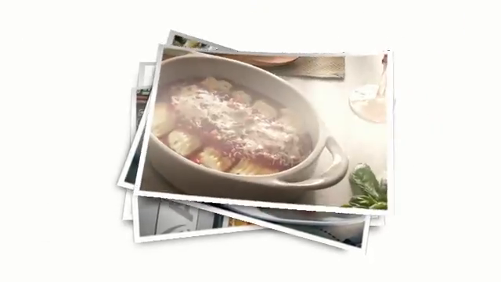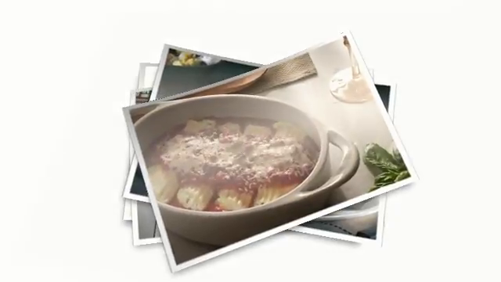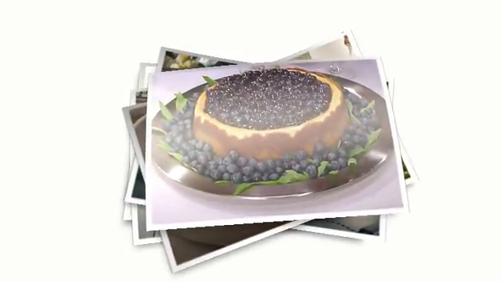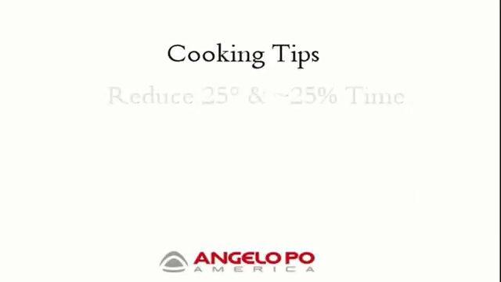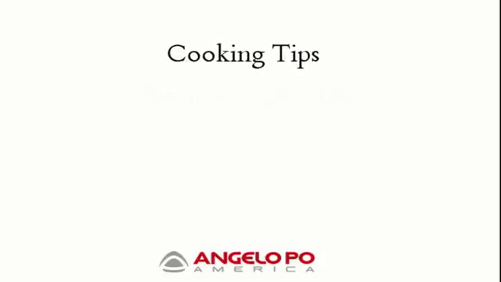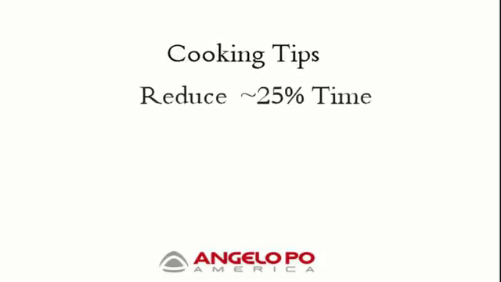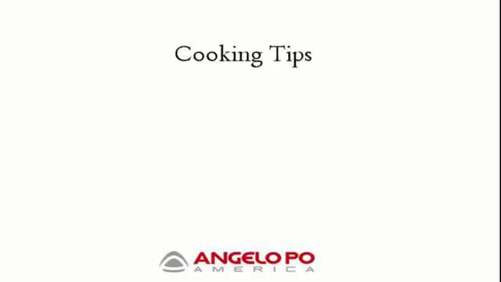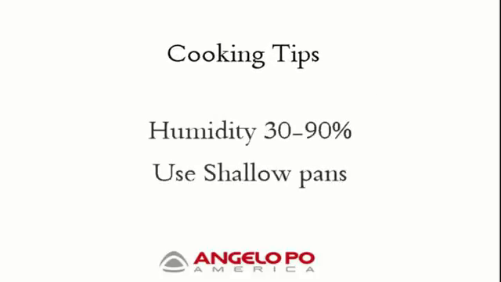This mode is best suited for roasting meats, poultry, and fish, and baking casserole-type dishes. Because you can maintain a high level of humidity, the combi mode is also ideal for cheesecakes, pâtés, and terrines. If you're using a standard recipe, reduce the cooking temperature by 25 degrees and cooking time by 25%. If you're using your favorite convection recipe, reduce the time by about 25%. Use humidity settings somewhere between 30 and 90%, with 50 to 60% being the most common. Use shallow pans and do not cover the food.